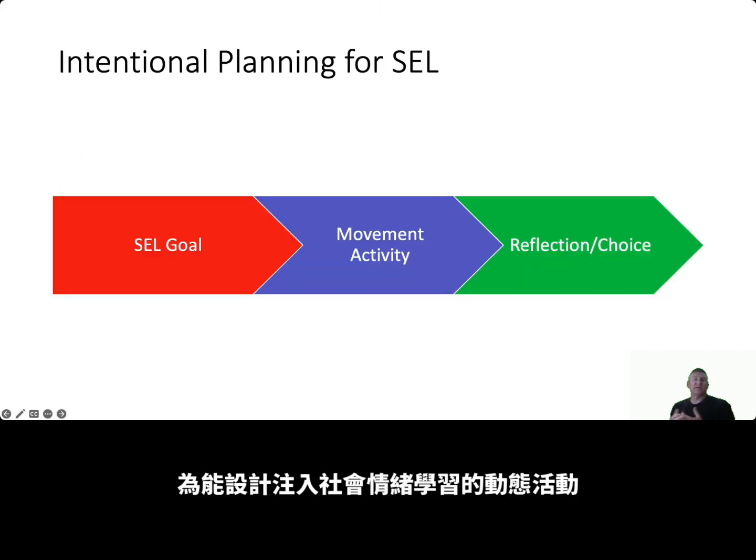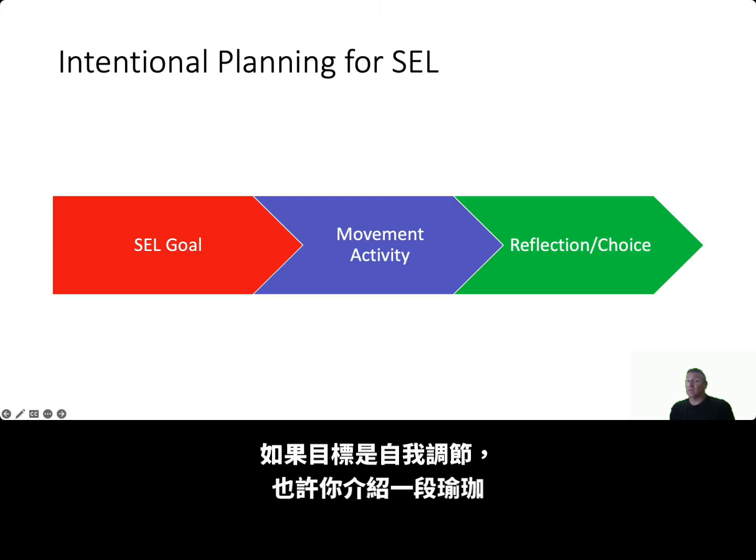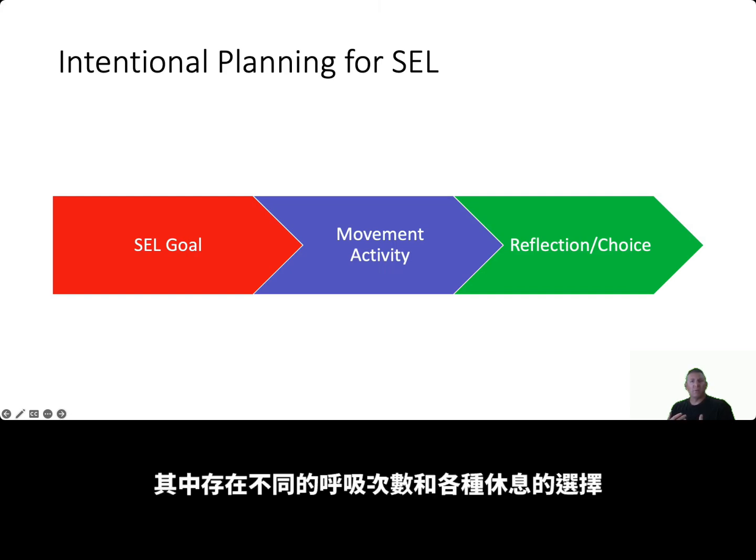To design effective social emotional learning infused movement activities, we must start with the end in mind. What competency do you want to develop? Let's say it's empathy. You might select a paired mirroring activity where students have to observe and replicate each other's movement. If the goal is self-regulation, maybe you introduce a yoga flow with different breath counts and various options for rest.